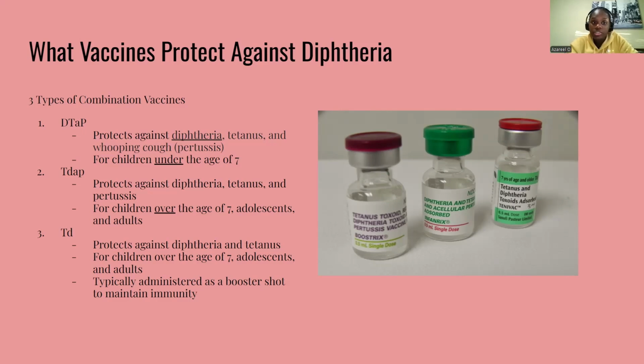The last vaccination is called TD. Now, TD does not protect against pertussis because pertussis only happens in children. However, it is used for people who are also over the age of 7, but unlike Tdap, TD is used to maintain immunity from diphtheria. So it's kind of used as a maintenance, since you need to be protected against the disease every 10 years to maintain your immunity. This is what TD is used to do.